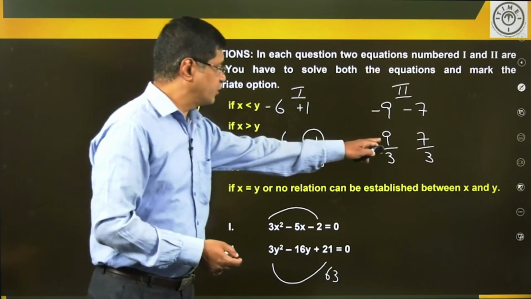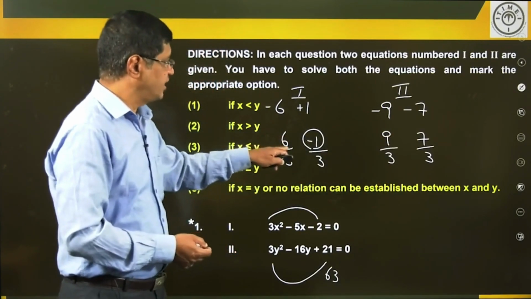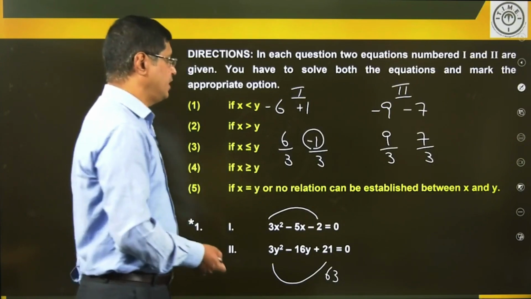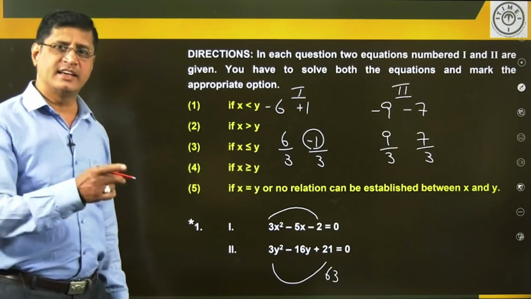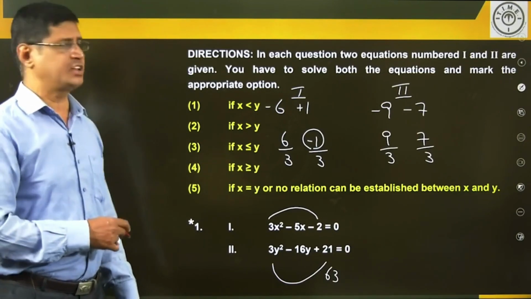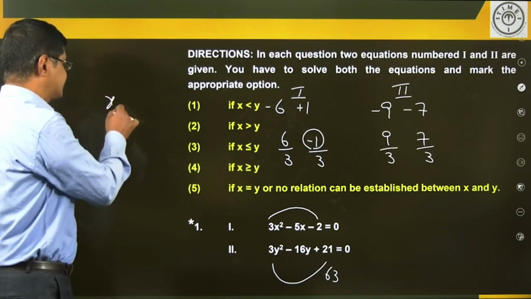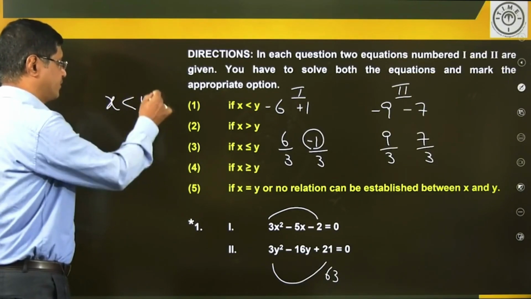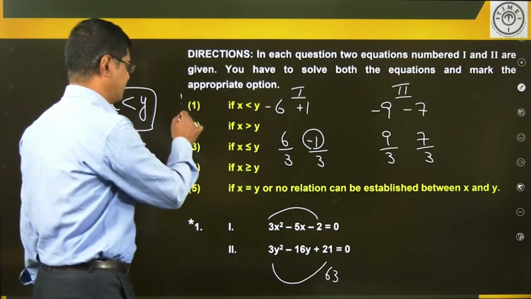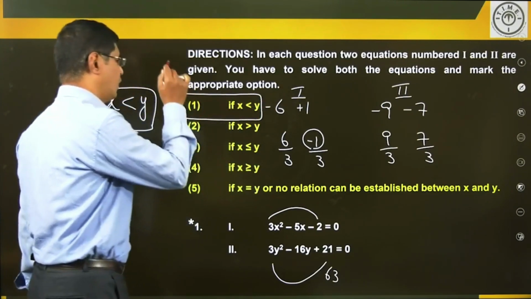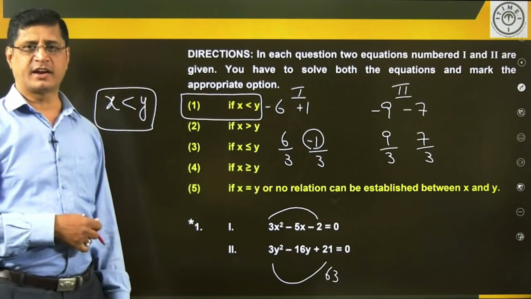So, minus 1 is less than 9 and 7, and 6 is also less than 9 and 7, meaning both the roots of the first quadratic equation are less than both the roots of the second quadratic equation, meaning x is less than y. What is the right choice? Option number 1. Choice 1 is the correct answer.